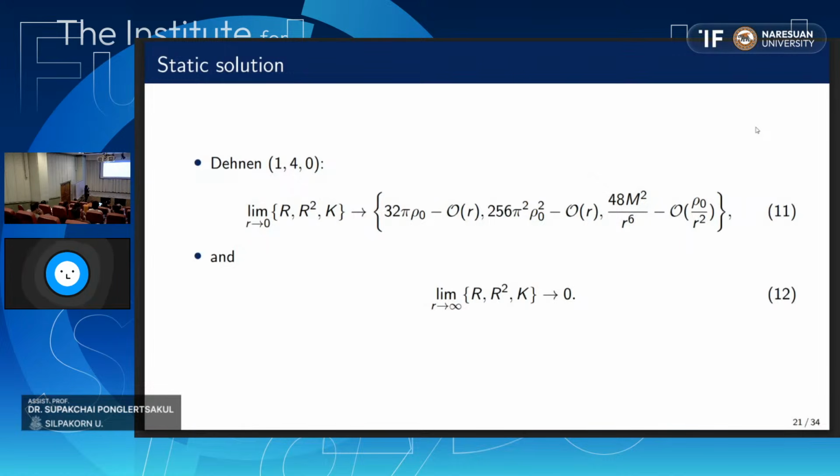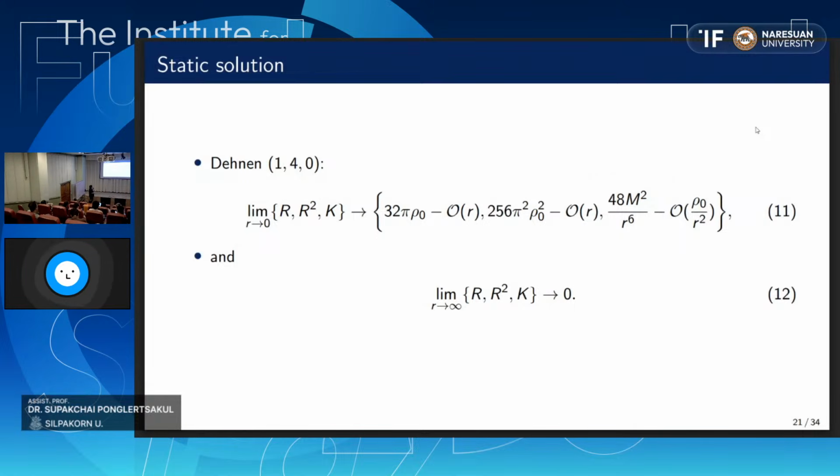We also compute some curvature singularities. This is the Ricci scalar, R squared, and the Kretschmann scalar, and these curvature scalars also go to 0 when we go very, very far from the center.